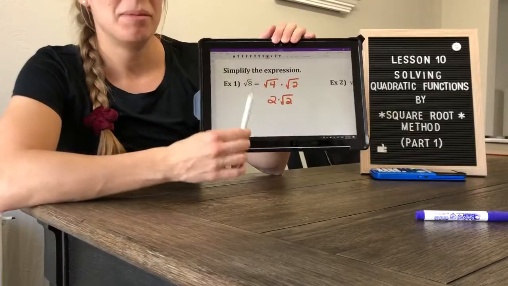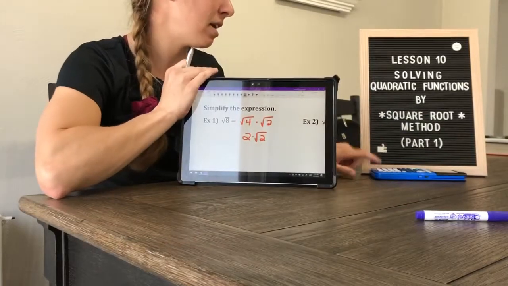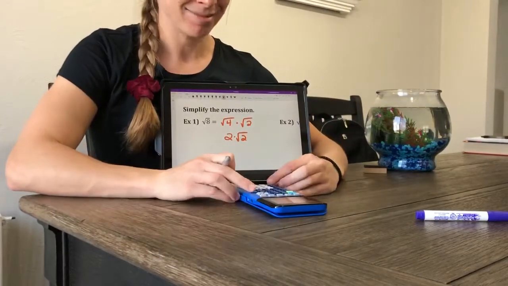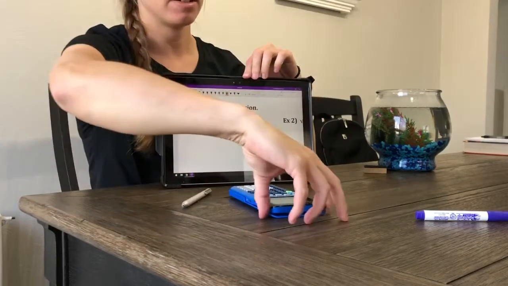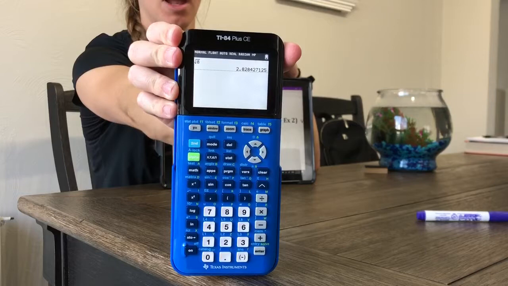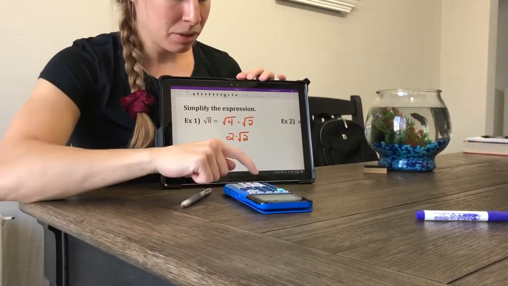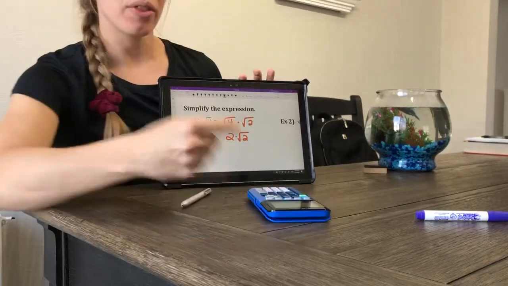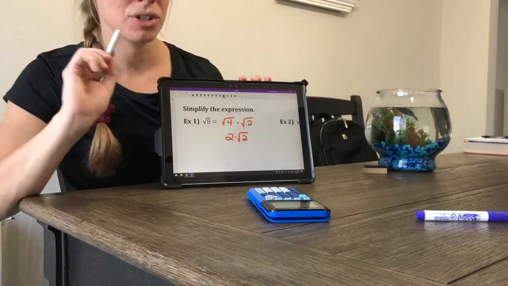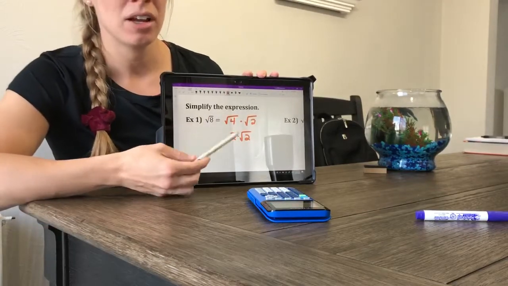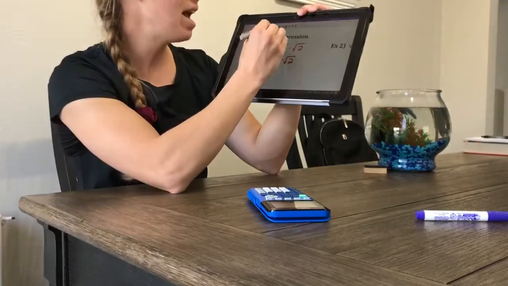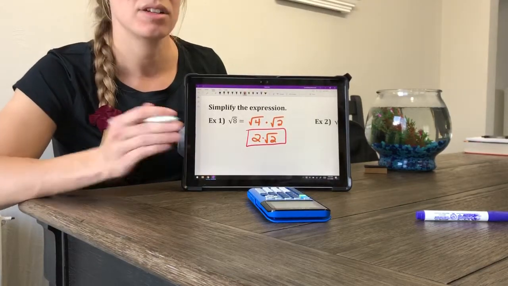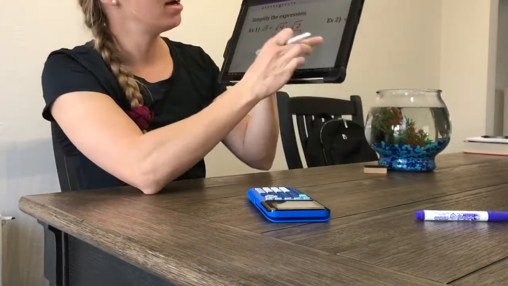You can always check your answers by typing these back into a calculator. The square root of 8 is 2.828, and so on. And then if you were to type in 2 times the square root of 2, you get 2.828, and so on. So the number values of these two are exactly the same, which is a good thing. You want it to be the same. We're not changing the value, we're just simplifying it. We're writing it a different way by taking out a perfect square factor. So 2 radical 2, or 2 times the square root of 2, is your final answer to simplify this radical. Okay, cool.